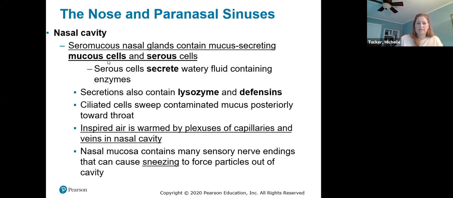And then the mucus cells are going to make it thicker and will help in the moisturizing and the warming of the air. So we have a thick mucus secretion and then a watery secretion that contains protective enzymes such as lysozyme and defensins. Nasal mucosa also is responsible for the sneezing reflex.